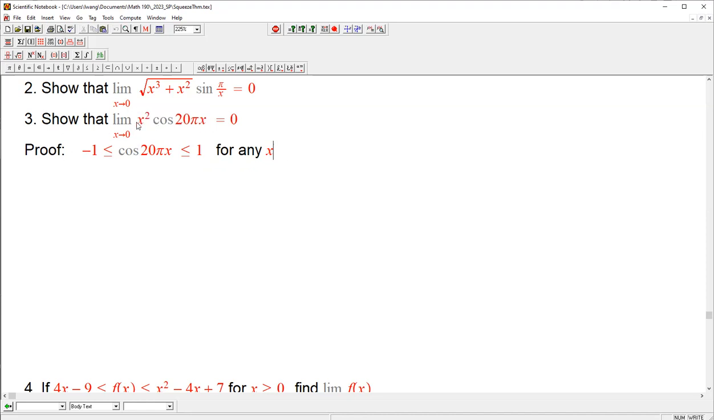And then we multiply x squared on every side. That will still be true because x squared is at least 0. So we multiply x squared on every side.